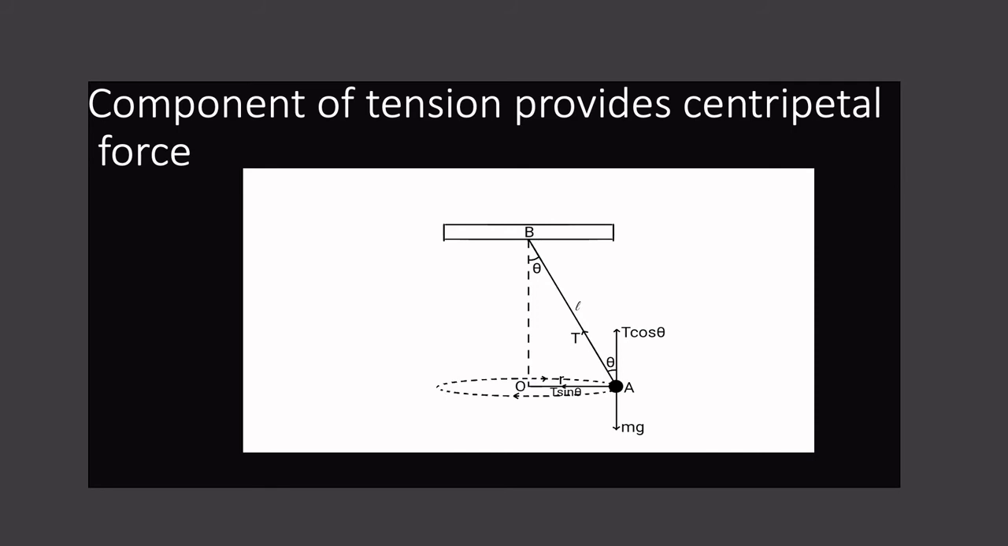The answer is here. You have to split one of the vectors into two components. Here you can split tension into two components because weight is acting in a perpendicular direction. So after splitting, you will get two components, and the component which is acting towards the center will provide the necessary centripetal force. So here T sin theta is providing the centripetal force and T cos theta will balance with weight. So in this situation, only a component of a force is providing the necessary centripetal force.